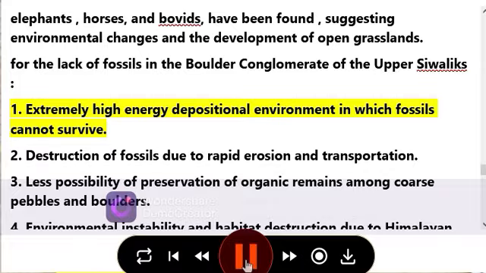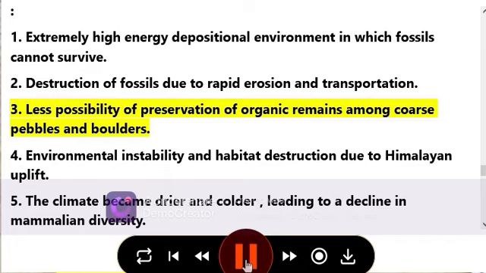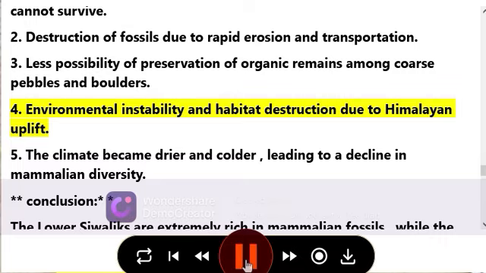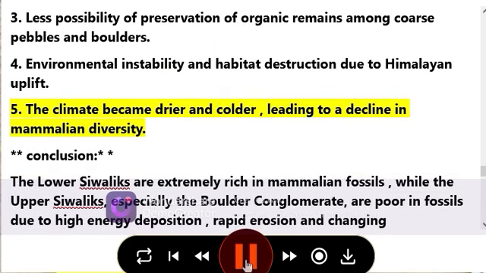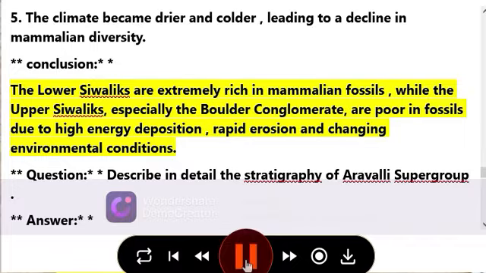Reasons for the lack of fossils in the boulder conglomerate of the upper Siwaliks. 1. Extremely high energy depositional environment in which fossils cannot survive. 2. Destruction of fossils due to rapid erosion and transportation. 3. Less possibility of preservation of organic remains among coarse pebbles and boulders. 4. Environmental instability and habitat destruction due to Himalayan uplift. 5. The climate became drier and colder, leading to a decline in mammalian diversity.